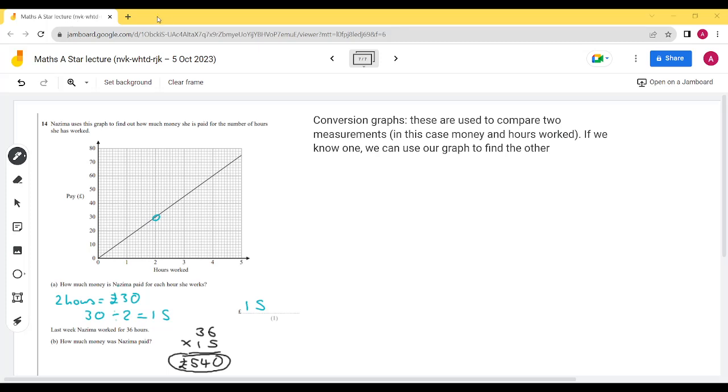Okay, so I would say conversion graphs in general are relatively straightforward compared to some other types you'll come across, but it's good to be familiar with them. All right, and so the next type of graph we're going to look at, a little bit different, is a distance and time graph.